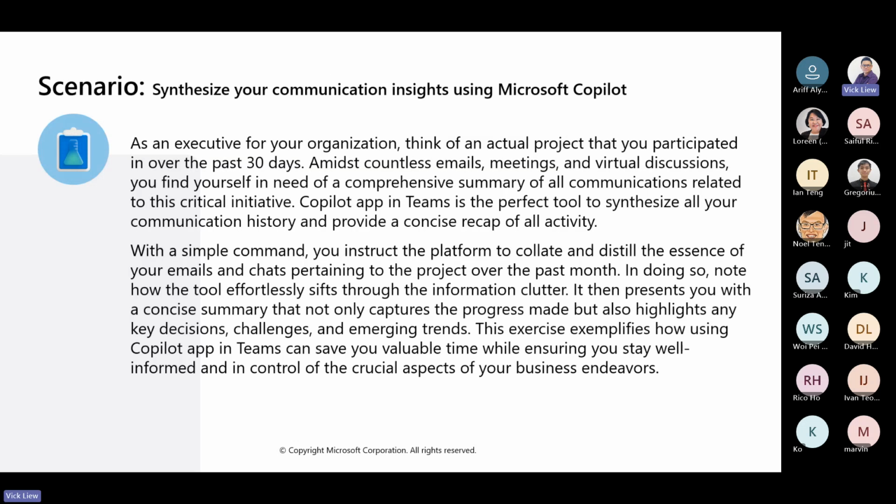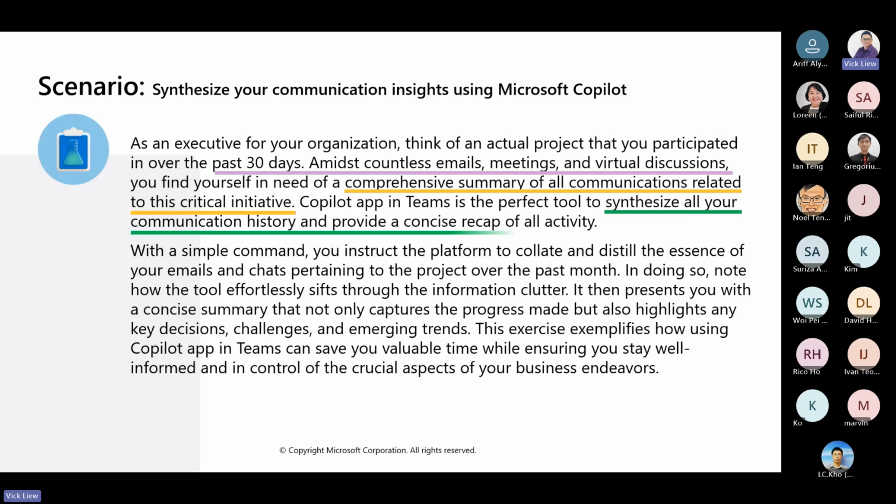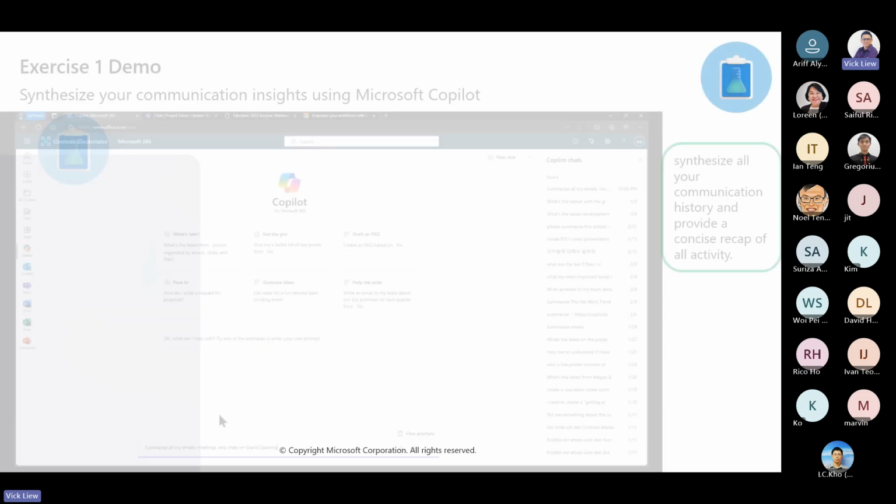First, imagine you are an executive in an organization. You have an ongoing project that you have participated in for 30 days. That means all the emails, and I'm sure there are a lot of emails going on, meetings, and virtual discussions. You need to have a comprehension or understanding of what has been going on, so you need a comprehensive summary of all communication related to these 2 critical initiatives. One of the ways is to use the Copilot app in Teams, a perfect tool to synthesize all your communication history and provide a concise recap of all activity. So let me dive straight into it.